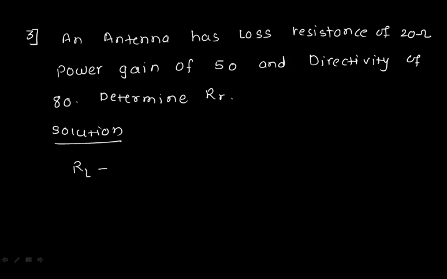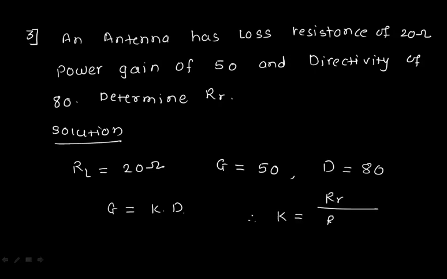RL is given, which is nothing but 20 ohm. Power gain is given. Okay. So G is equal to 50. Directivity is given, that is 80. Okay. So as we know, what is the relationship between gain and directivity? G is equal to K into D, whereas I can write K is equal to RR divided by RR plus RL. We know the loss resistance is given here, and we need to find out the radiation resistance. So let us put all the values over here.